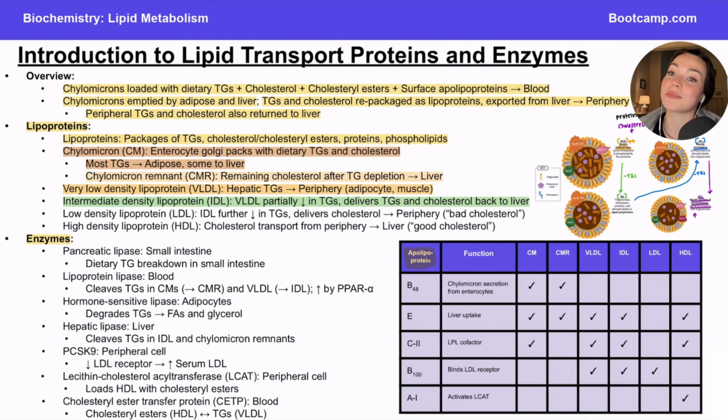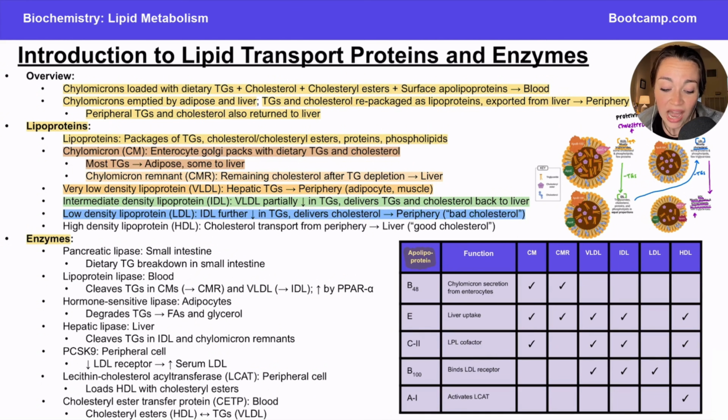When the IDL dumps even more of its triglycerides to the liver, right, now there are even fewer triglycerides and a higher ratio of cholesterol to triglycerides within the LDL, it's going to deliver the cholesterol to the periphery, right? So we've sort of sucked out a lot of the triglycerides. Now we've got a fair amount of cholesterol. Now that LDL is going to dump the cholesterol. And when you hear people talk about good cholesterol and bad cholesterol in your blood, LDL is considered the bad cholesterol because it is in charge of taking dietary cholesterol and dumping it out into your tissues.